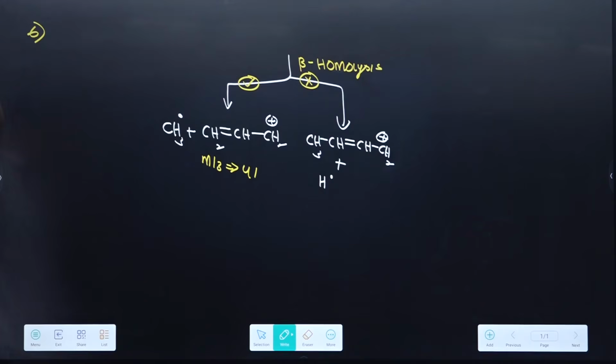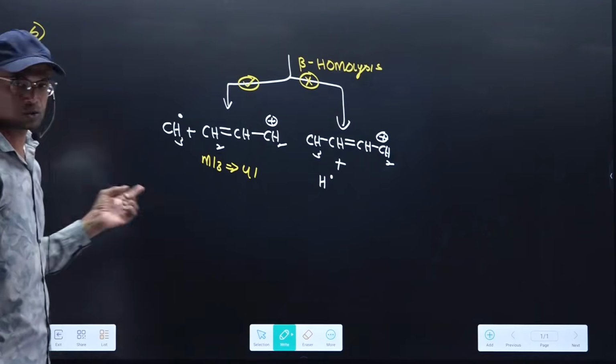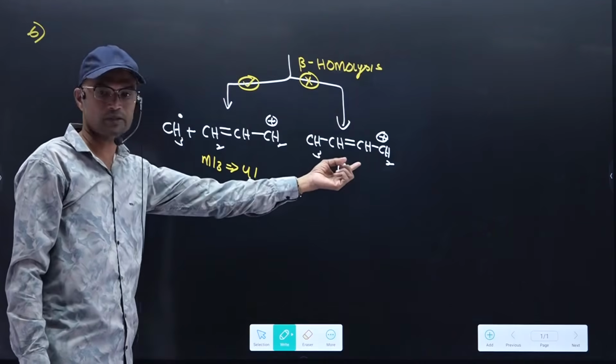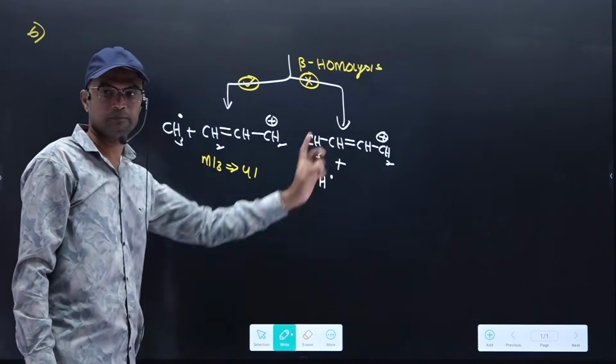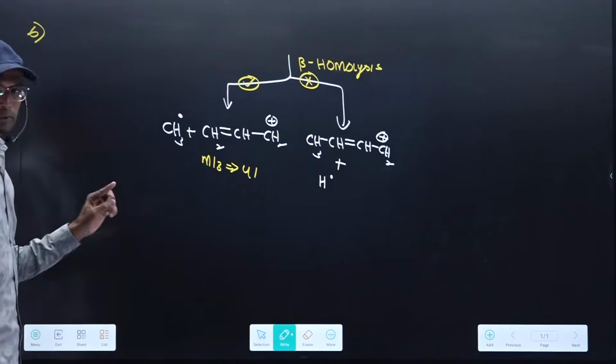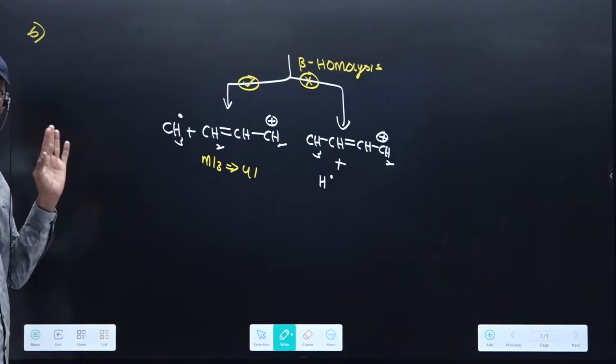Two fragmentations are possible. So whichever is measured, that intensity is very high, and this intensity is very less. But this is also possible. Embedded values you write down. Everywhere if I write plus, you write down definitely embedded value.